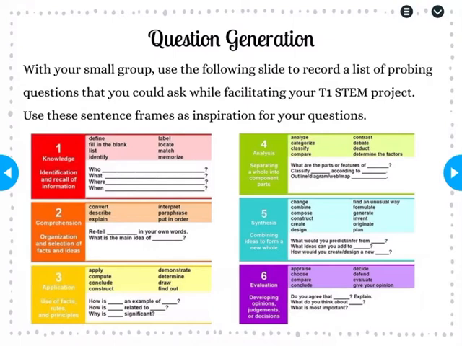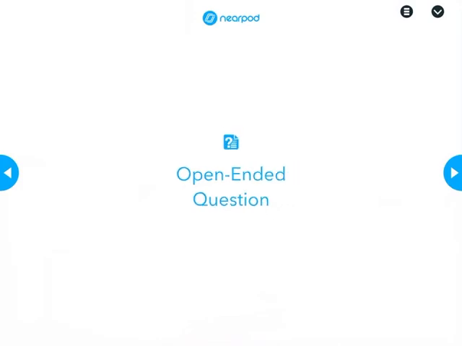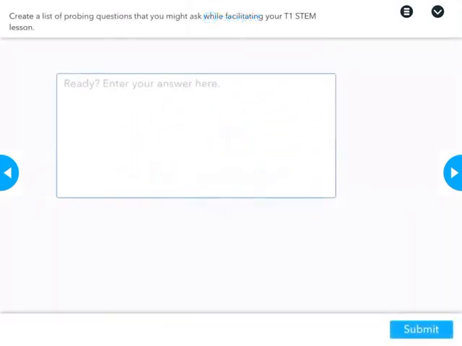So rather than providing the answer, obviously the STEM method is to answer a question with another question. So this is where the teachers would be coming up with those questions and using these sentence frames to inspire those questions themselves. So in this space, those small groups would discuss and come up with a list of probing questions that they might ask.